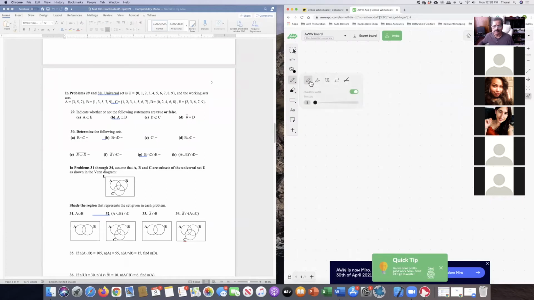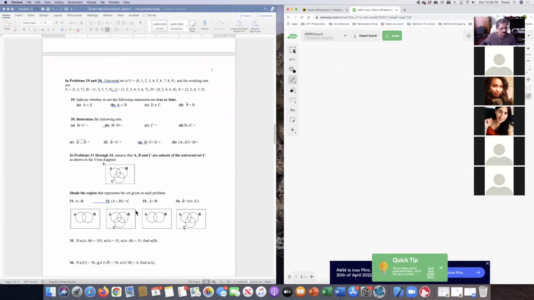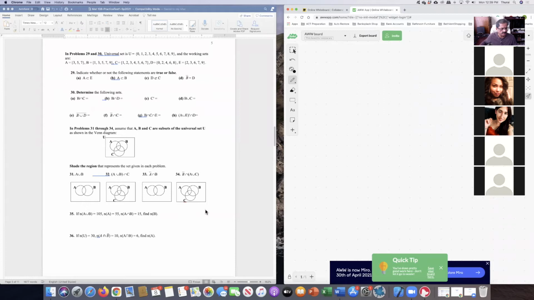For number 36, I was a little confused. I was trying to use the A union B formula. Yeah, the union rule is not going to apply here. The union rule applies to the previous one, 35, but not to 36, because as you can see, there is a complement, B bar, in there. If there is a complement, then the union rule cannot be used.